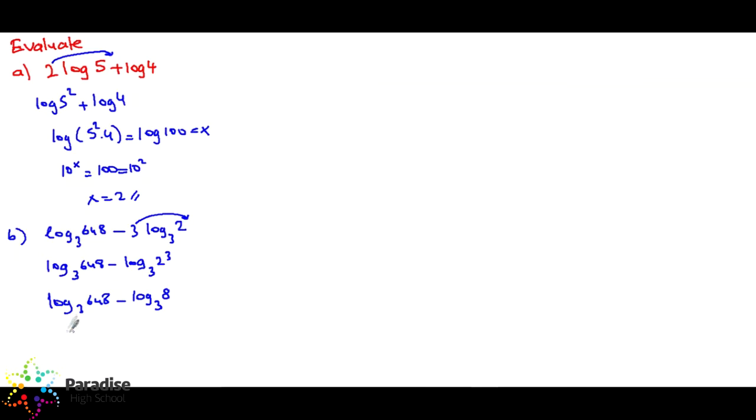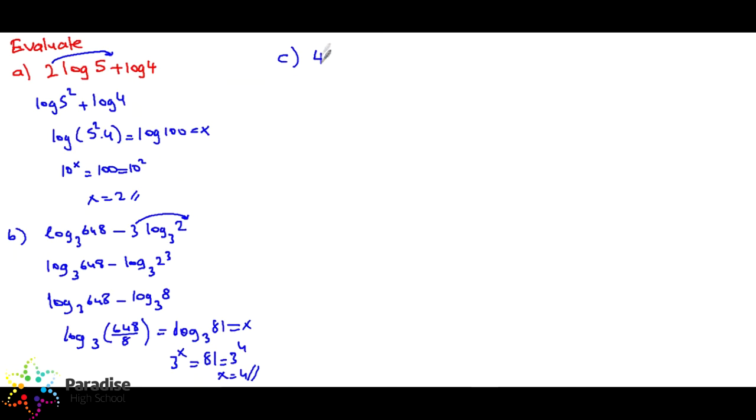Now, same base, there is subtraction in between. Logarithm 3 base 648 divided by 8. So what is 648 divided by 8? That is 81. Logarithm 3 base 81. It is equal to x. Let's evaluate it. 3 to the power of x, we write in index form, 81. 81 is 3 to the power of 4. X is equal to 4. So when we evaluate the whole function, it is equal to 4. Number C.